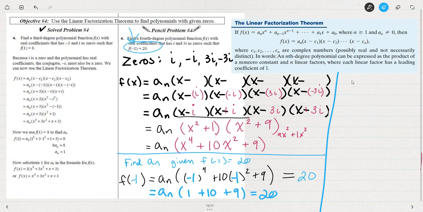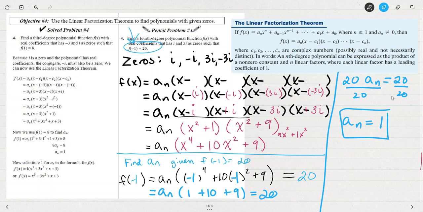So it looks like we have that 20 a sub n equals 20. So what is a sub n? If I divide both sides by 20, I get that a sub n is not 20, but 20 divided by 20, or 1. So we're ready to write out our fourth degree polynomial.